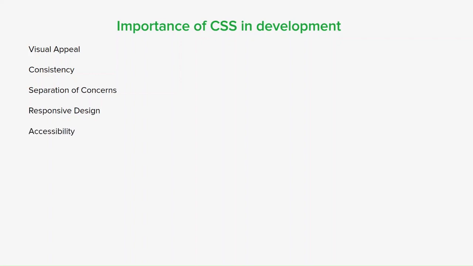CSS contributes to web accessibility by allowing developers to create designs that are easy to read and navigate for users with disabilities. Proper use of contrast, font sizes, and other styling considerations can improve accessibility.